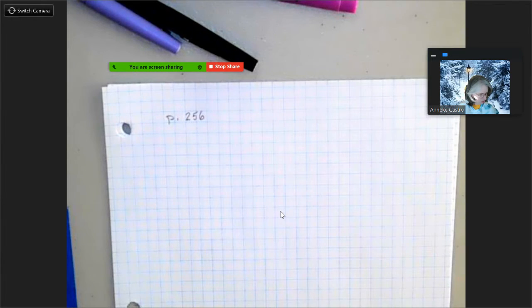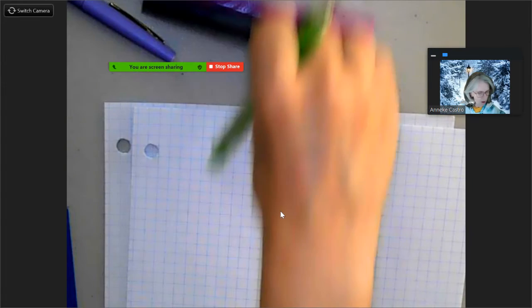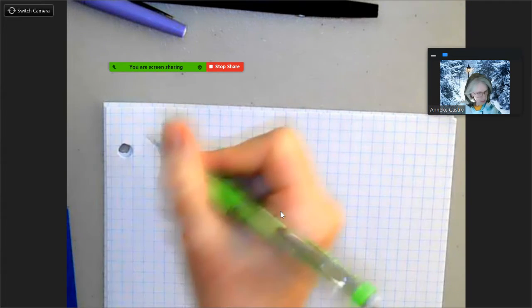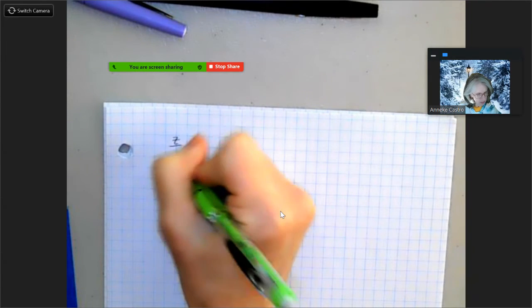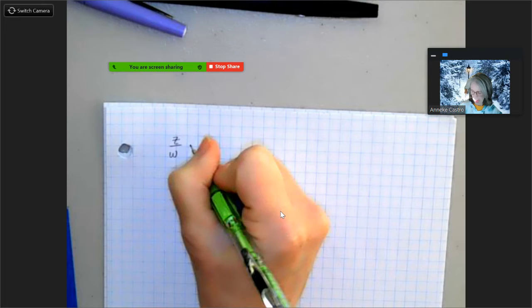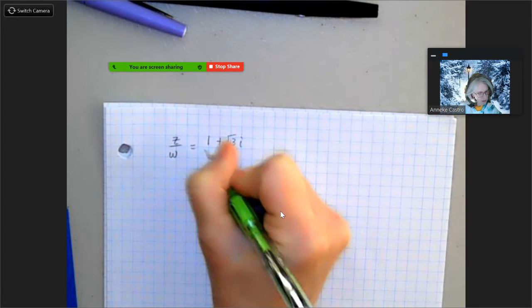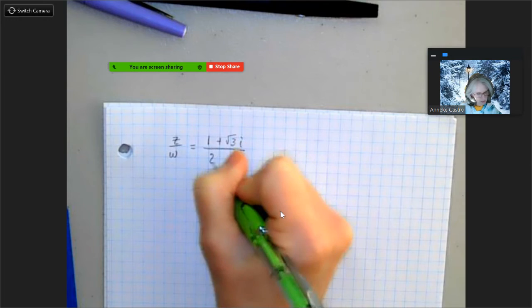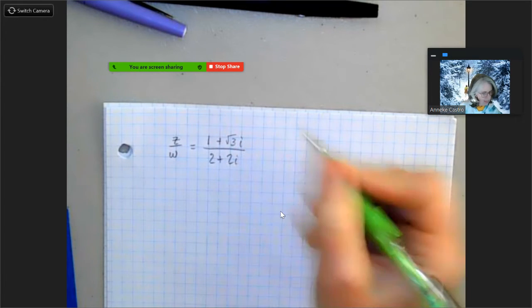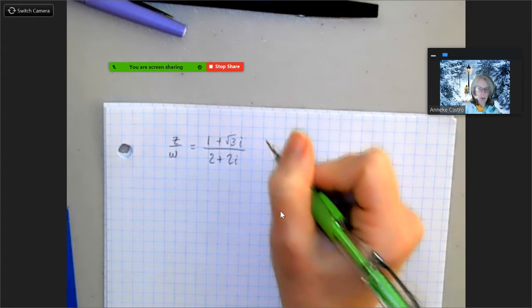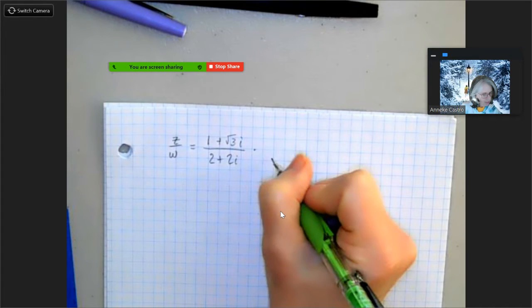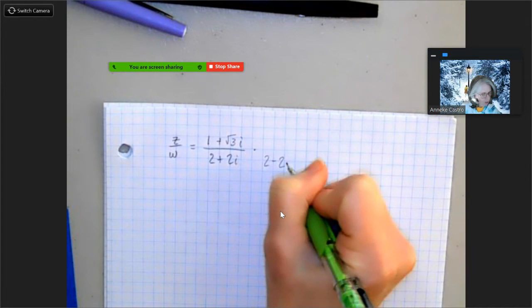So on the notes that you were taking on how to add, subtract, multiply, divide, powers, and roots of complex numbers, he did this example, zeta divided by w, and he had 1 plus root 3i divided by 2 plus 2i, and then he multiplied by what's called the complex conjugate, which is 2 minus 2i.